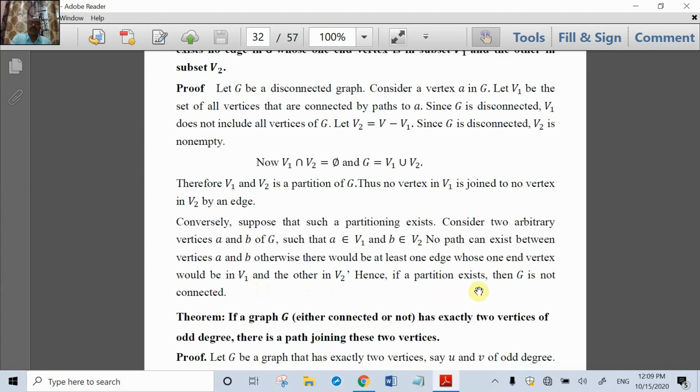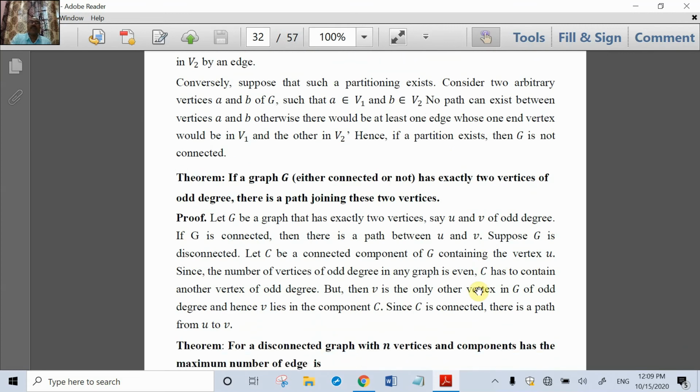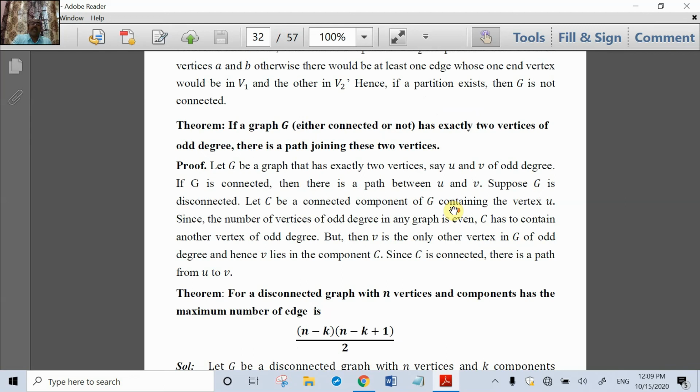Okay. G is not connected. Next one: if a graph G has exactly two vertices of odd degree, then there is a path between these two vertices. Let G be a graph that has exactly two vertices, say U and V, of odd degree. If G is connected, then there is a path between U and V.